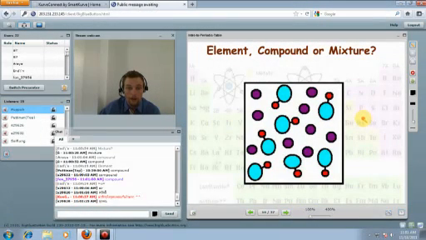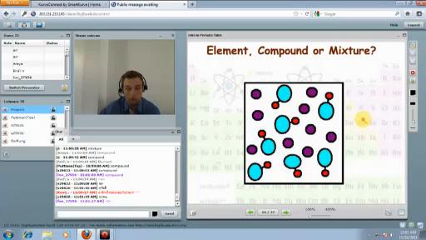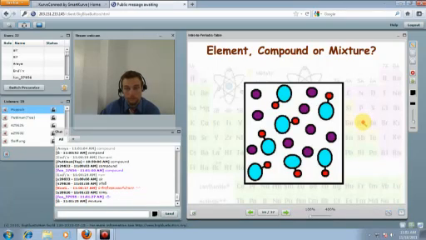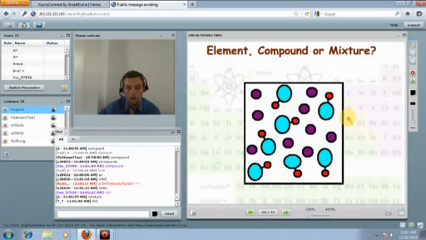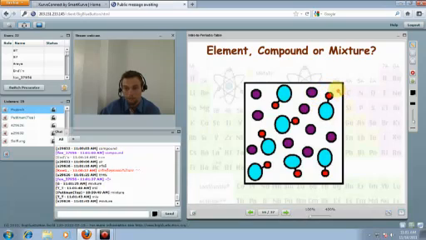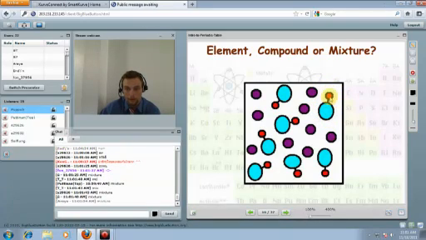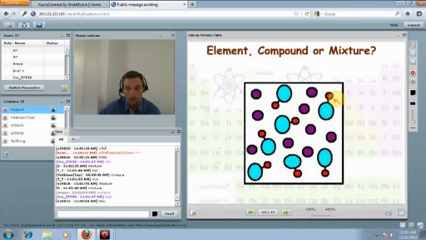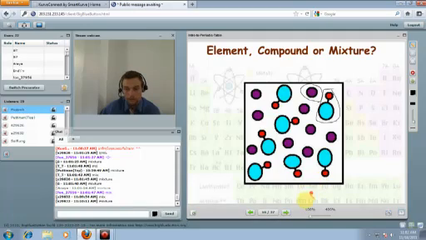This one's kind of tough. Element, compound, or mixture? Well, yeah, it is a mixture. So you have this compound here, and you have this element here. This compound is a substance, and this is a substance. So we can go back to two or more substances that are not bonded. So perfect, you all got it. Mixture.